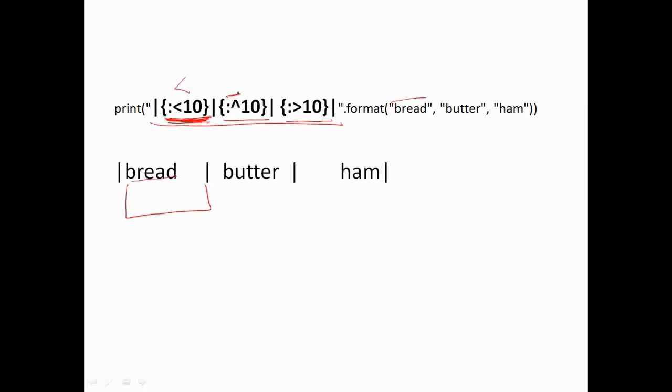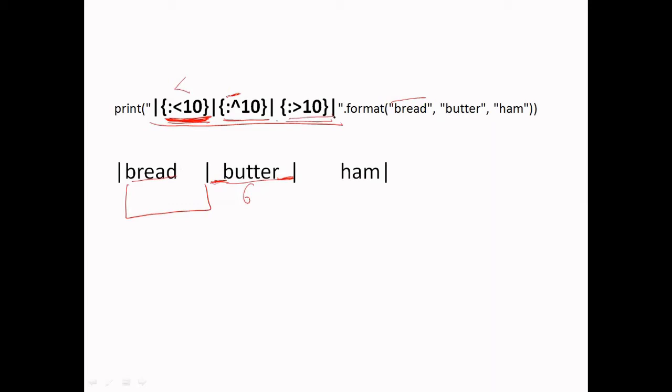This symbol means we have to align the string in the middle. Again, the width is the same, 10 characters. Here there is a 6 character string, and the remaining 2 characters and 2 characters will be left on each side.